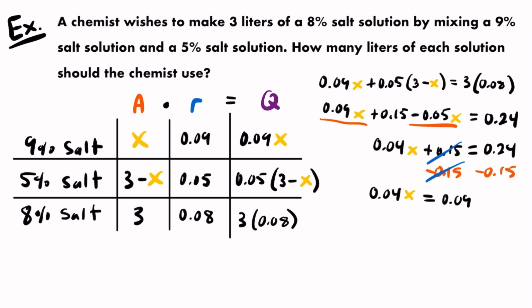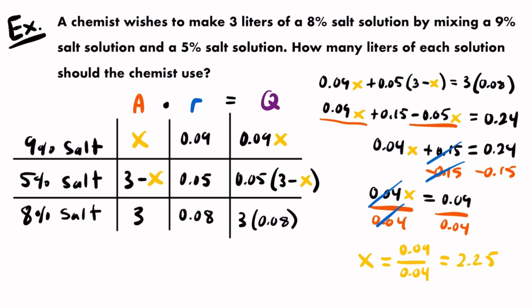So to solve for x now, we want to get rid of this coefficient, so divide both sides of the equation by 0.04, and so these will cancel out, just leaving us with x is equal to 0.09 divided by 0.04. And if you want to, you can try to do that calculation by hand. I'm not going to show you how to do that here because that's not the focus of this video, but if you do that calculation or put it into a calculator, you will find that x is equal to 2.25.